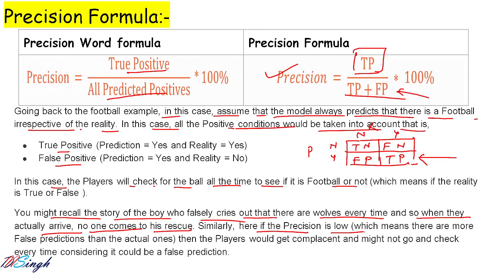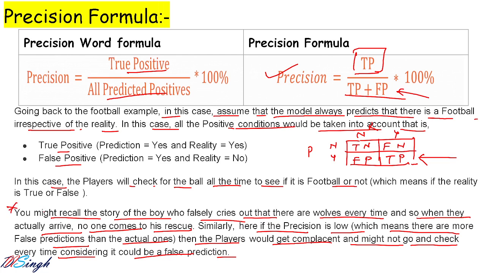Similarly, if the precision is low, which means there are more false predictions than the actual ones, this means player would get complacent and might not go check every time, considering it would be false again. This story is very famous.